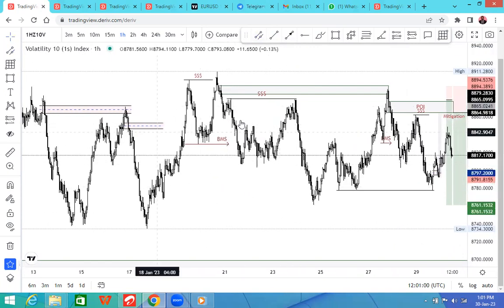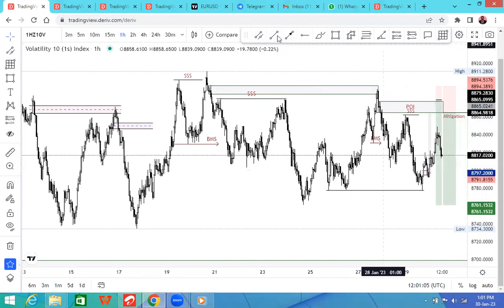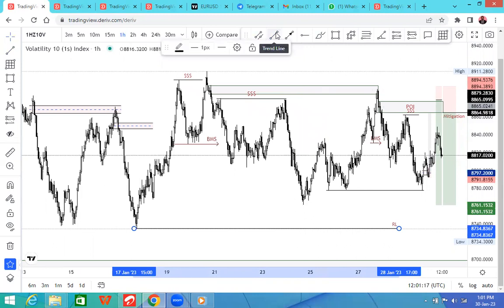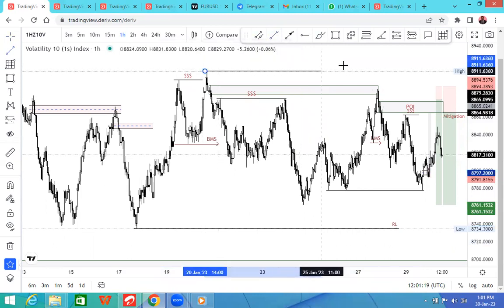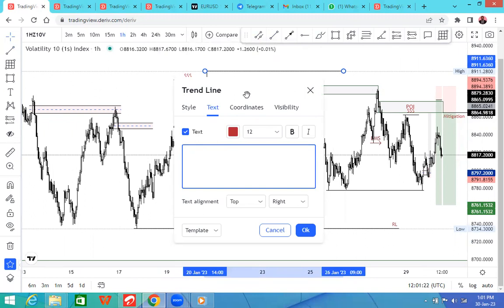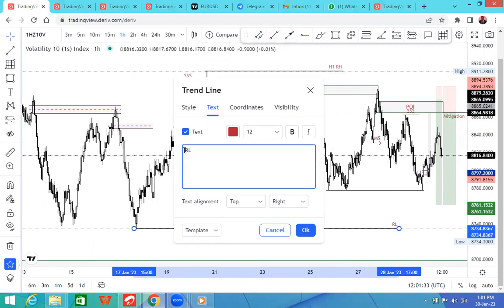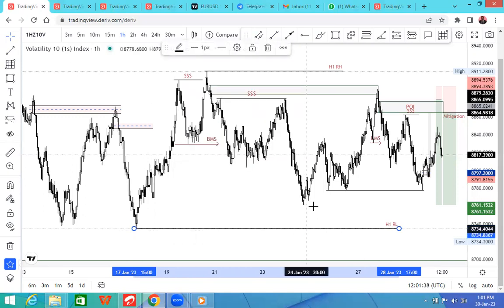We know we are within the daily range. What can you find? This becomes your low range, range low, and then this becomes your top range. Or do I annotate it like this? H1 range high. I think I should make it like that. H1 range high, H1 range low. So I want to play within the range.